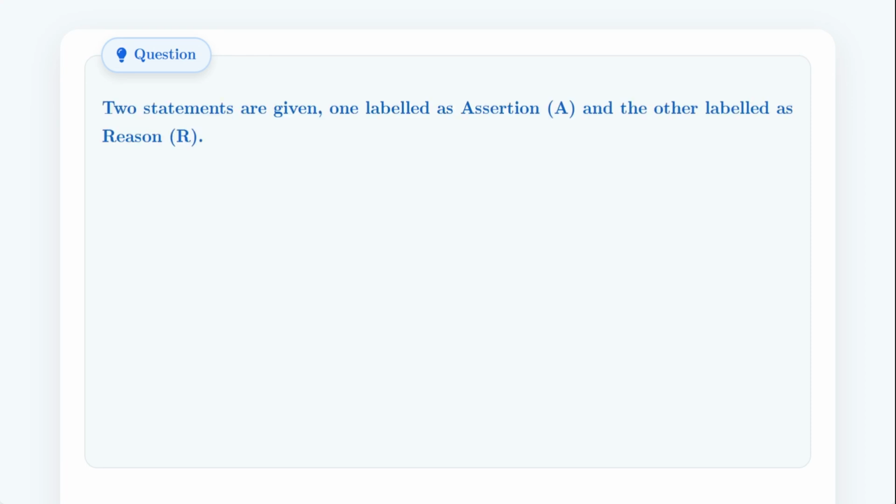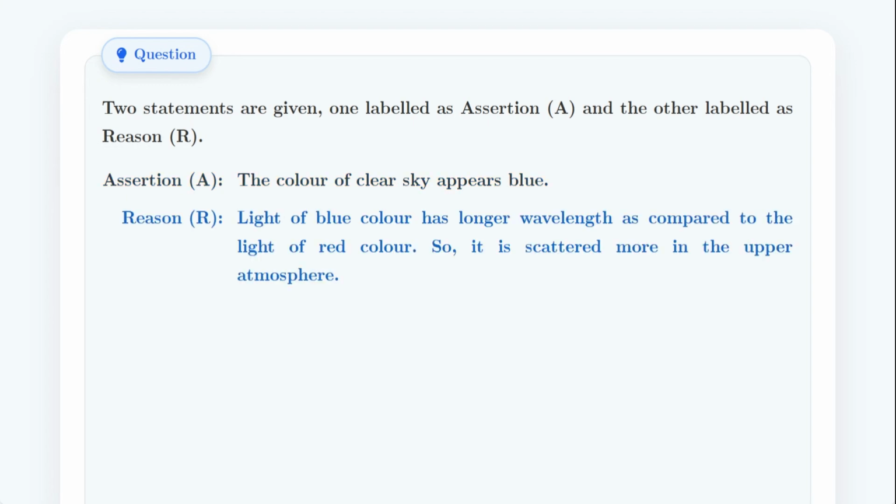Let's look at an assertion reason question. Two statements are given, one labeled as assertion A and the other labeled as reason R. Assertion A. The color of clear sky appears blue. Reason R. Light of blue color has longer wavelength than red color, so it is scattered more.